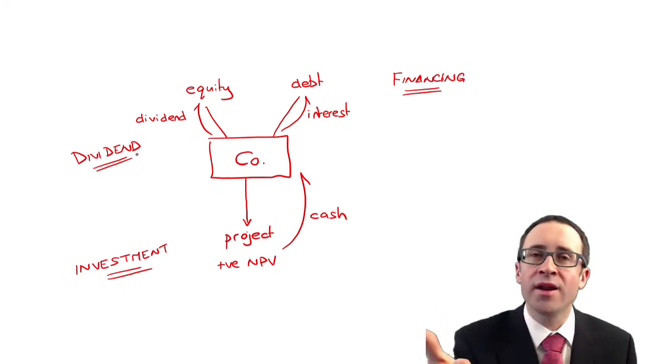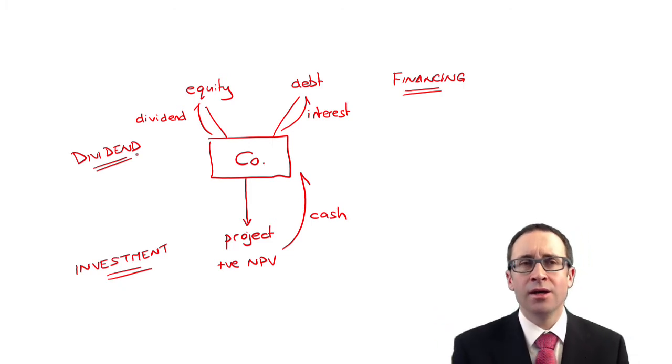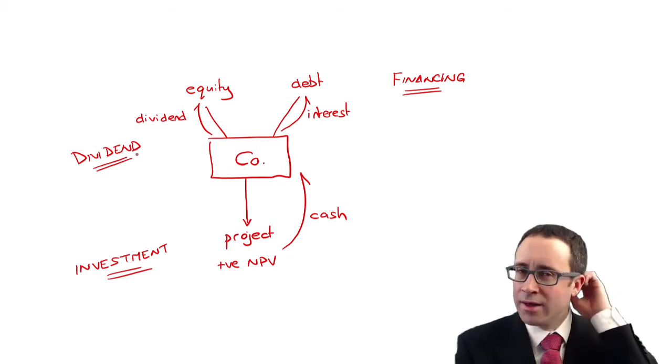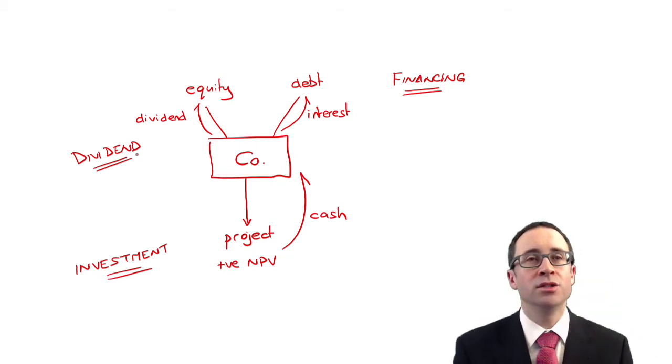Now that's another form of finance, isn't it? Using your retained earnings is the cheapest form of equity finance. So there's a lot to think about there in terms of the dividend decision as well.